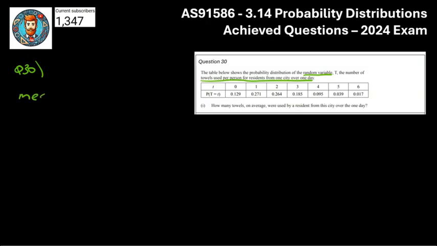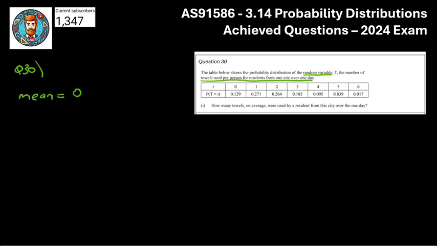So in our case, the mean will always be equal to t times its probability, and then we add on the next t times its probability, and then we add on the next one plus its probability, and so on until we've completed all 6 probabilities. So let's get into that math.